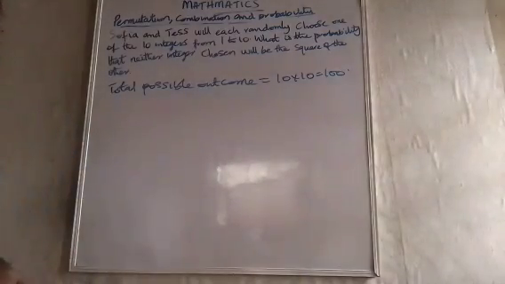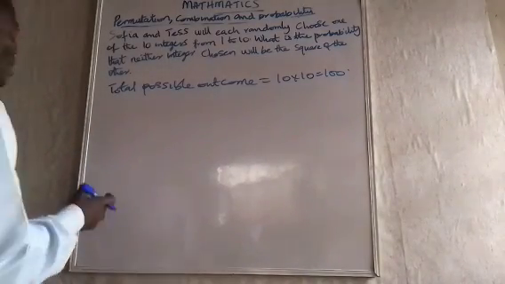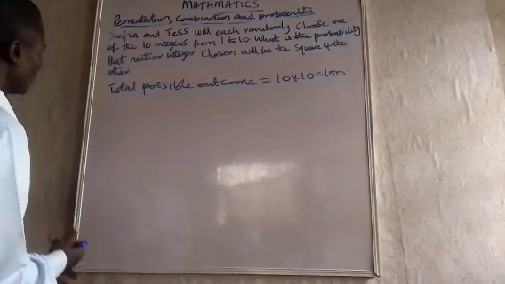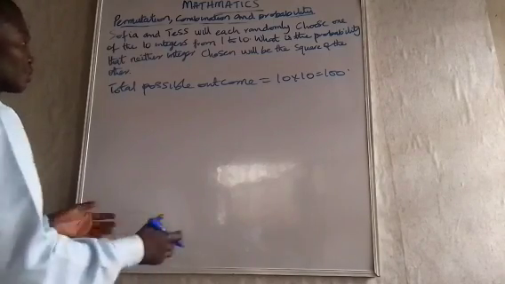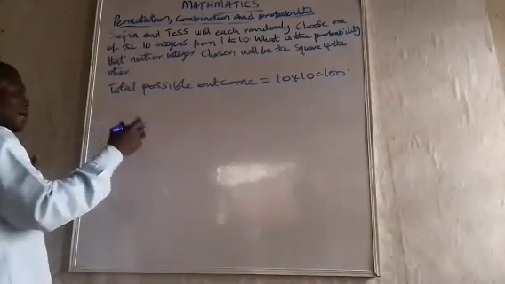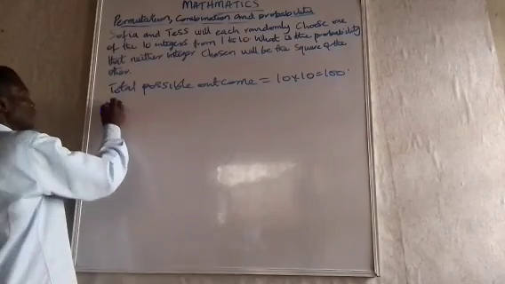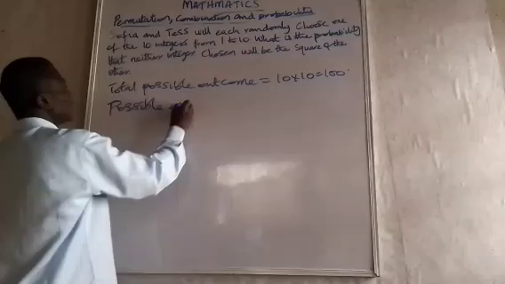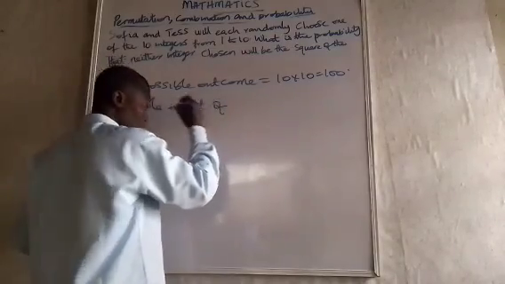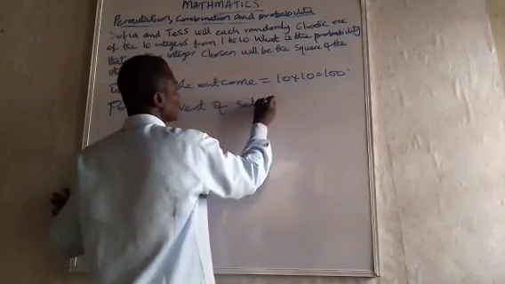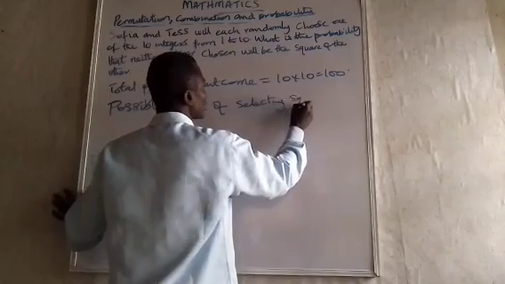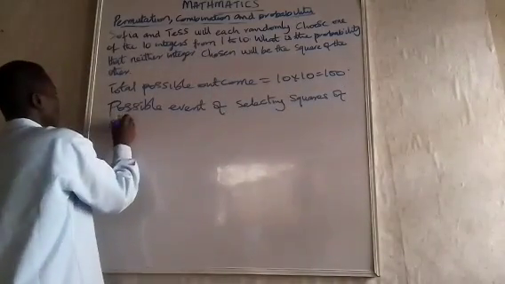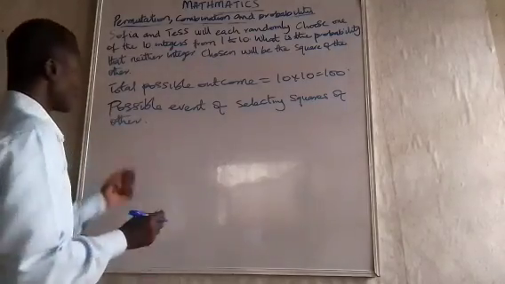And it's easier for us to check when we have squares of each other. You have to check if it is not the square of the other one. So let's look at the possible events of selecting squares, in order.